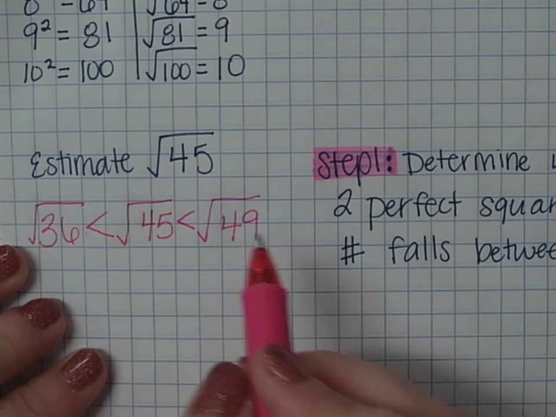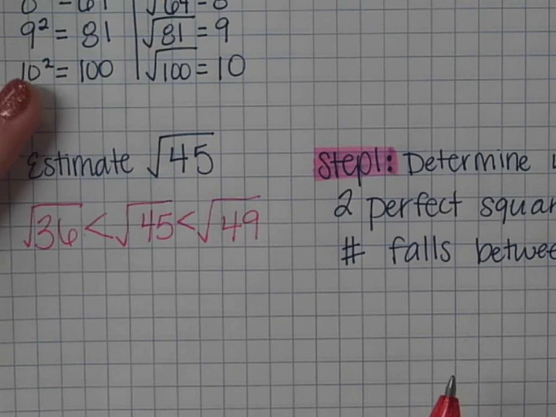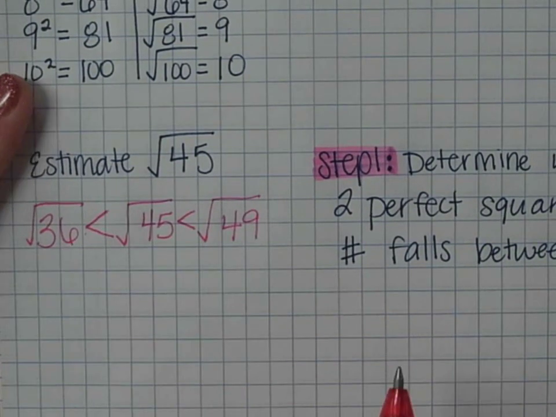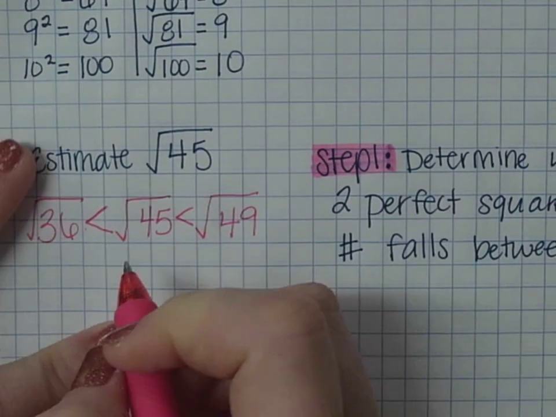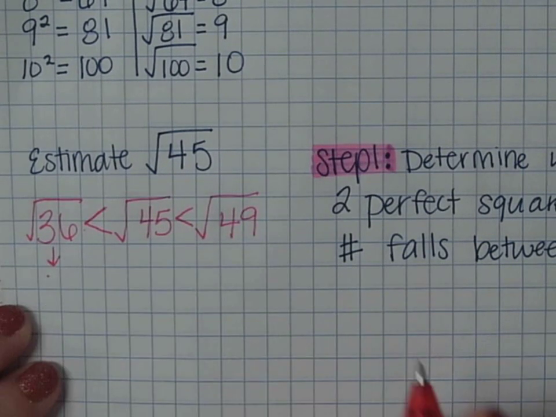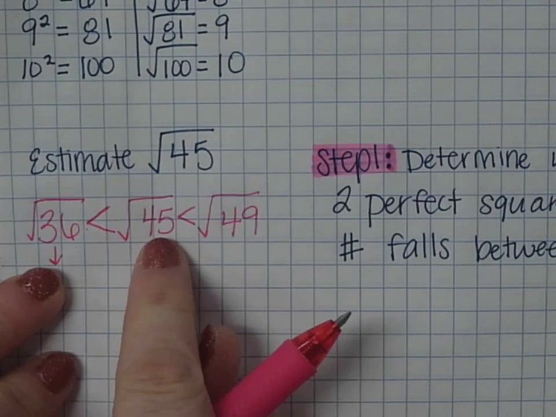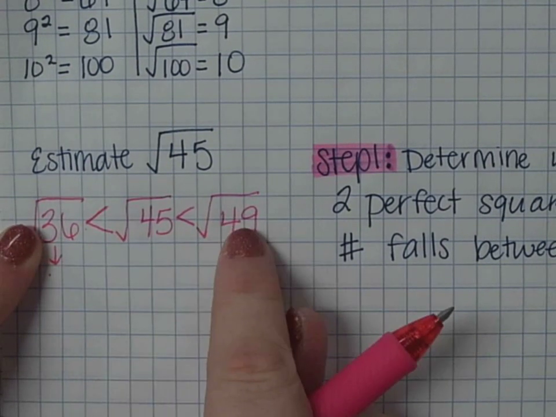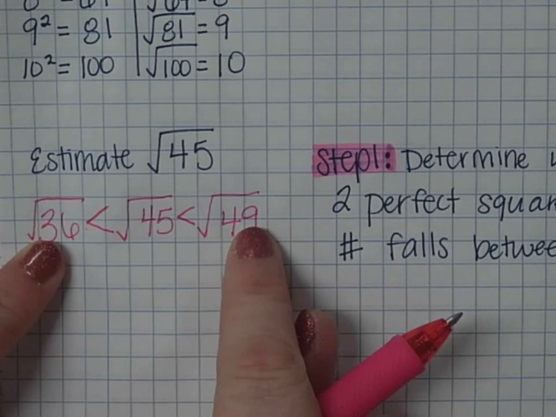Don't let those mess you up. You really don't need to know that. That's just, I'm a math teacher, and so I like to put it properly. So we know the square root of 36 is the smaller perfect square, and then the square root of 49 is the larger perfect square.